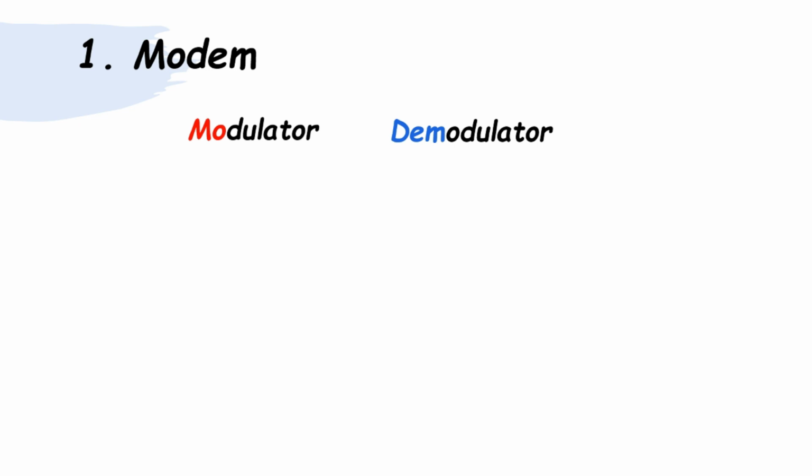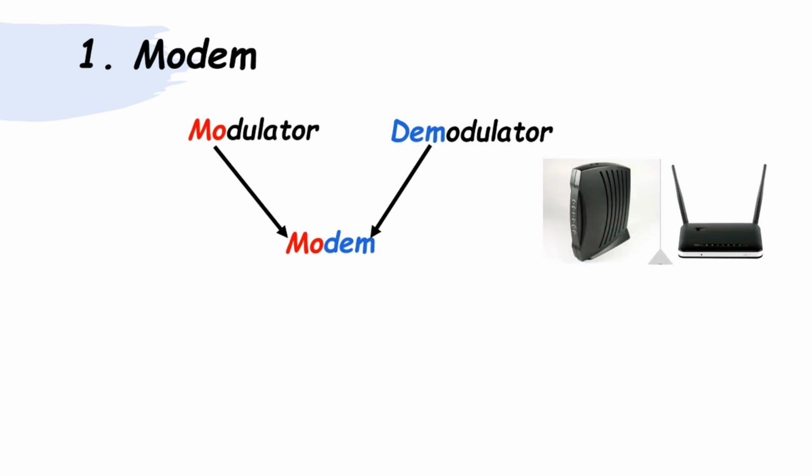The word modem is made from two different words. The first one is modulator. The second one is demodulator. Modulator, demodulator. From the first word, modulator, we are taking the letters MO. From the second word, demodulator, we are taking the letters DEM. So this is modem.